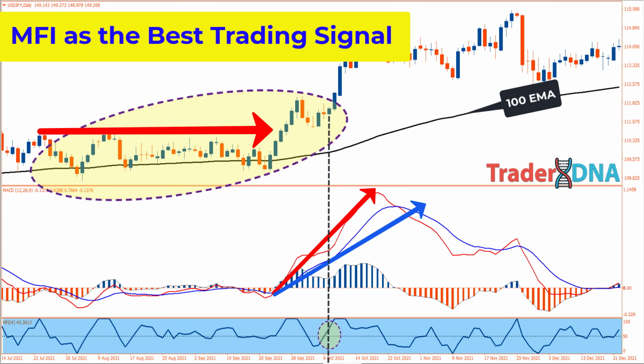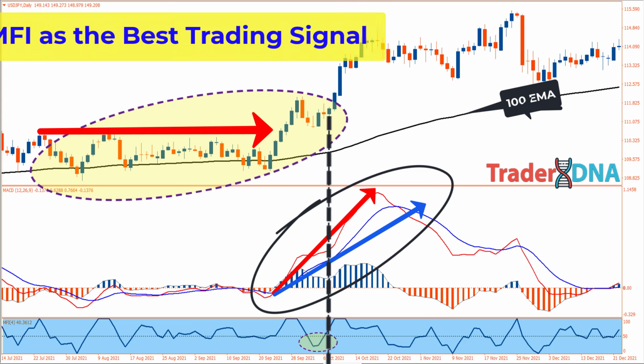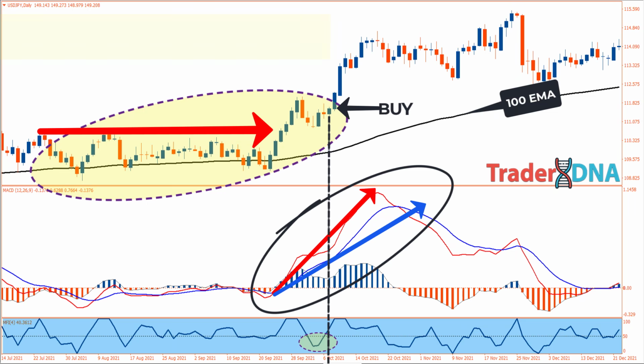So, how do we go about opening positions using the MFI indicator? As you can see on this chart, the market price here is ascending and consistently staying above the 100-period EMA line. Furthermore, you can observe that the MACD line and the signal line are diverging, indicating a strong bullish trend. The next step involves waiting for a minor correction, which is indicated by the MFI line dropping below the 50 level, while the MACD line and the signal line remain divergent. We will execute a buy position once the MFI line climbs back above the 50 level. As a general rule, it's advisable to place a stop loss at the nearest swing low.